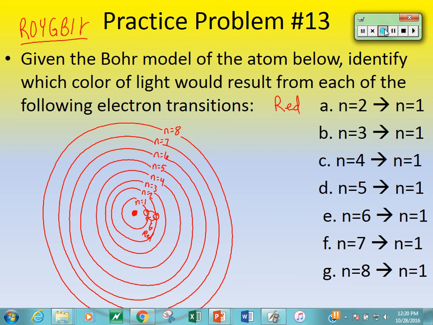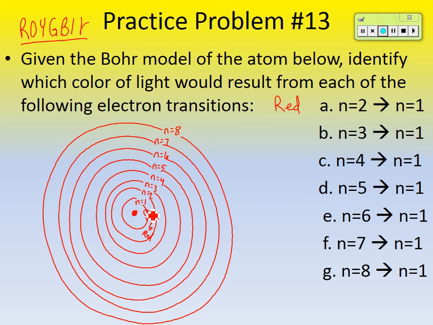Okay, so now let's go to B, the third energy level, and it falls back to the first energy level. So now you're giving this electron a little bit more energy. Get it up here to the third. When it comes back down, what color of light would it give off, guys? Orange. Yeah, the next least energetic color is orange.